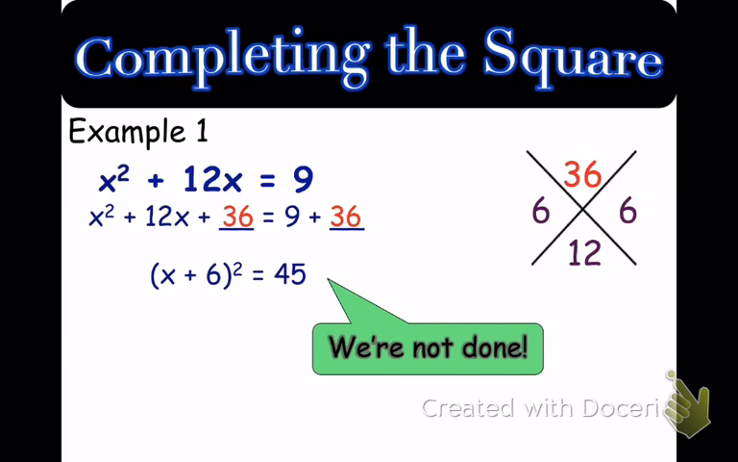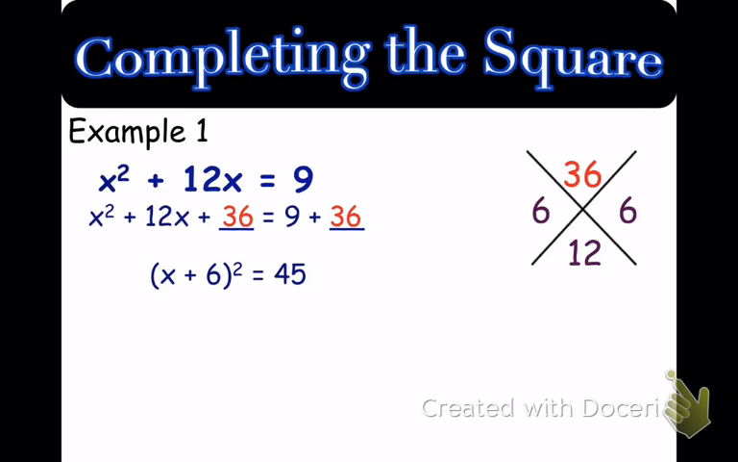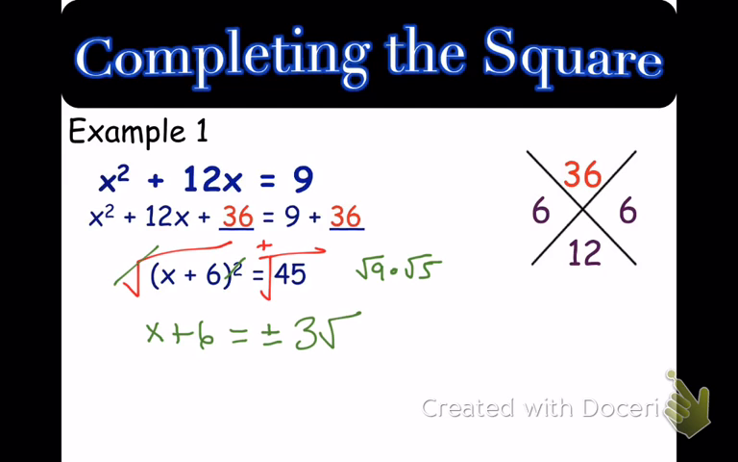Again, we're not done here at this point. Now we're going to do what we just went over today, which is square root the left side, square root the right side, introduce our plus minus, and the square root and the x squared cancel. We're left with x plus 6 equals plus or minus the square root of 45, which is 9 times 5, so it's 3 radical 5.